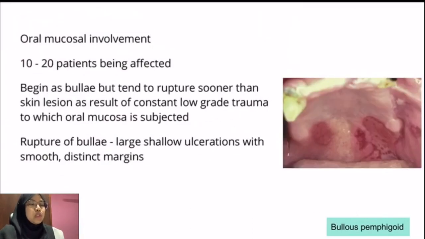There is also oral mucosa involvement, but not all patients are affected. It usually begins as bullae, but they tend to rupture sooner compared to the skin lesions, as a result of the constant low-grade trauma to which the oral mucosa is subjected. The rupture of bullae causes large shallow ulceration with a smooth distal margin, as you can see in the picture.